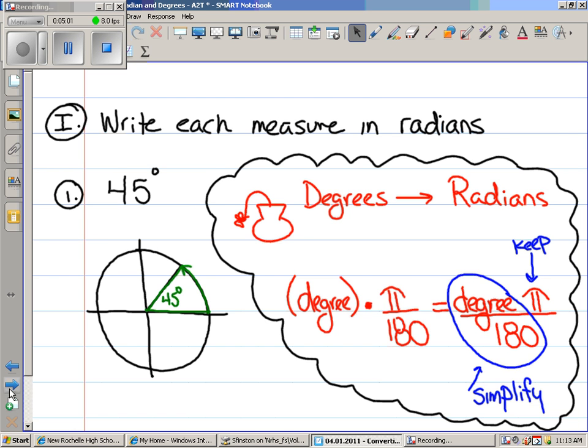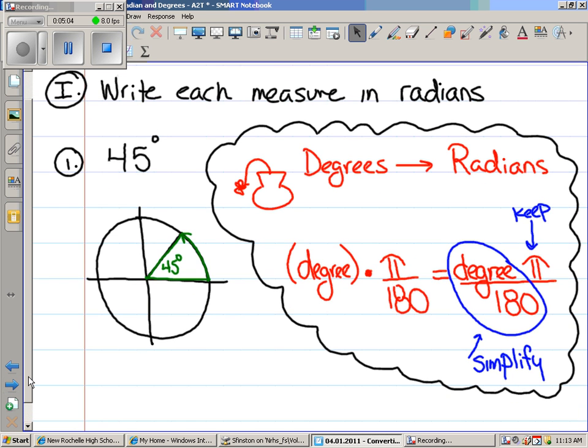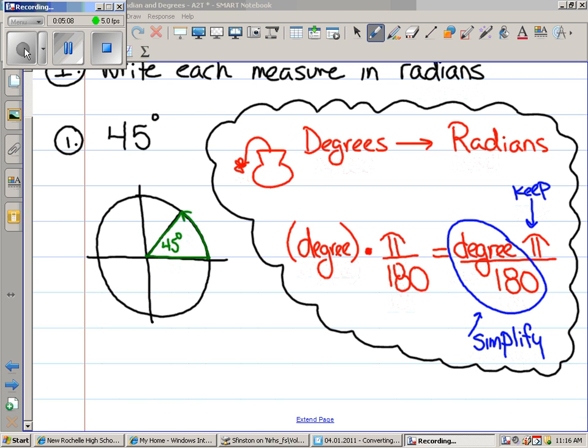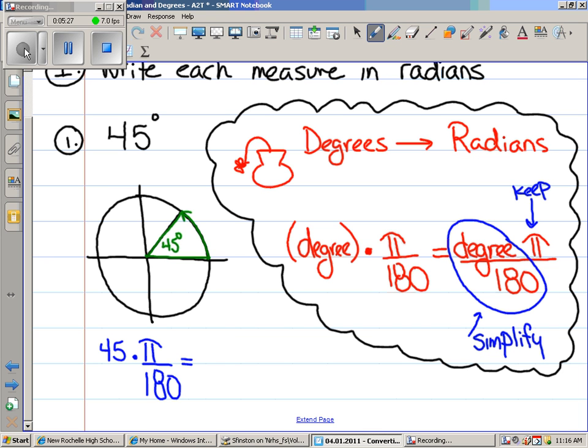Good job, buddy. But some people are not so good at thinking like that, so we're going to show them how to use the formula. Okay, so let's do this. We got 45 degrees, and the formula is always the same no matter how big the degrees get. 45 times pi over 180 equals, well, that's just 45 pi over 180.